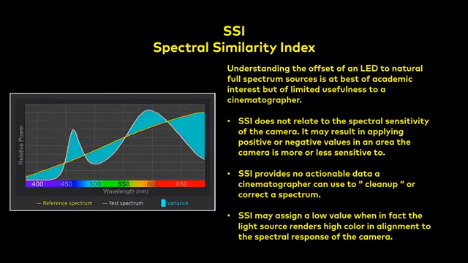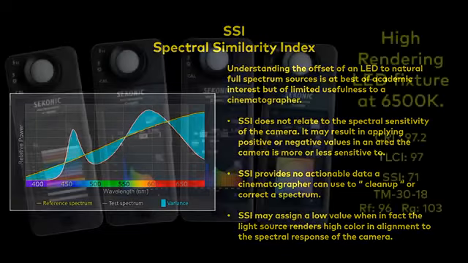So SSI does not relate to the spectral sensitivity of the camera. So you also may end up applying positive or negative values in an area where the camera is more or less not even sensitive to it. Again, no actionable data that I can clean up. And I think it's a project in development, and so we'll just keep watching it and see where it goes.